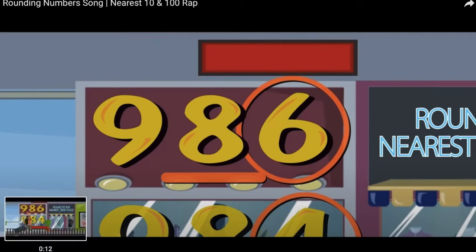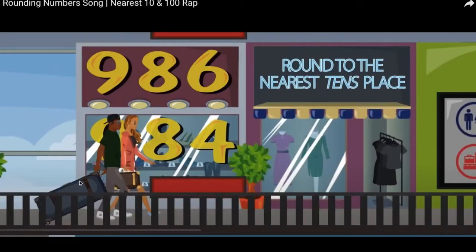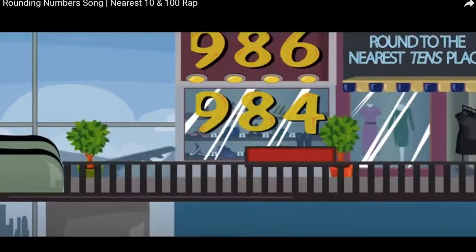So, this is really good because it explains it very clearly. So this here says round to the nearest tens place. I'm going to play it one more time so you can listen to the instructions.